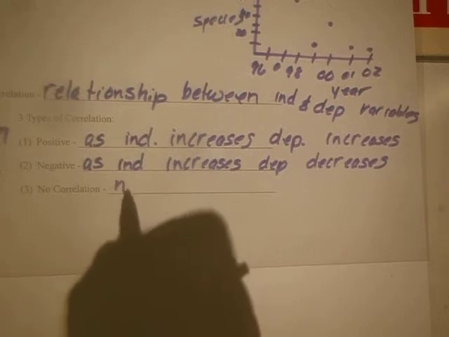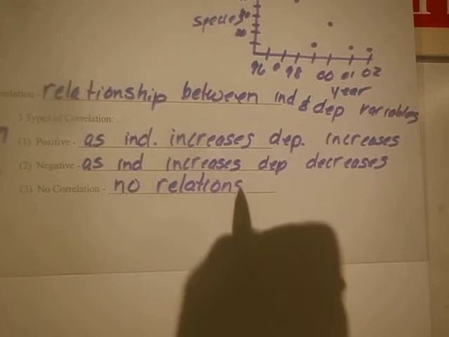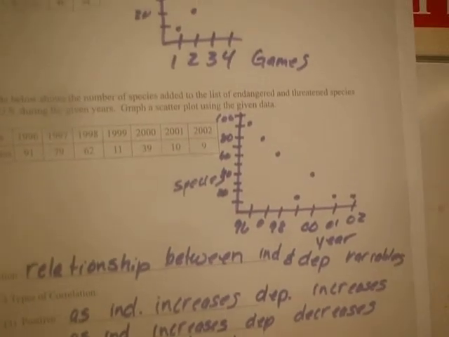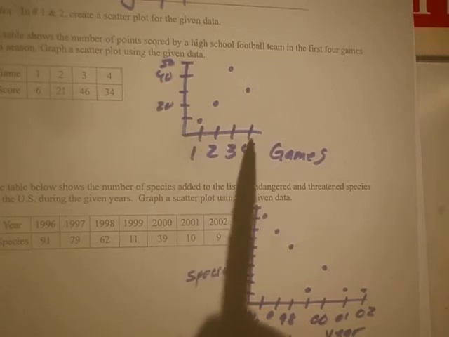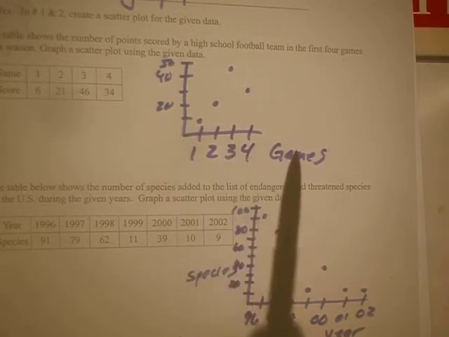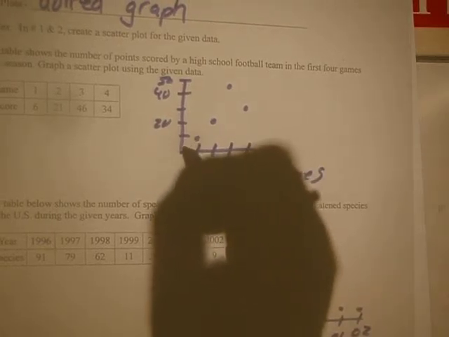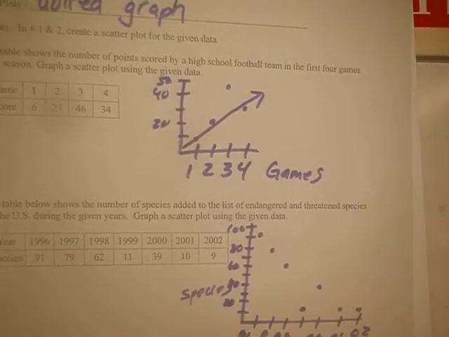And if there is no relationship, then there is no correlation. And these first 2 graphs have a correlation. This is my independent variable: as the number of games gets bigger, the score gets bigger. I'm sure the football team is starting to come together, starting to know how everybody plays, so they are scoring more points. So as they play more games, they score more points.